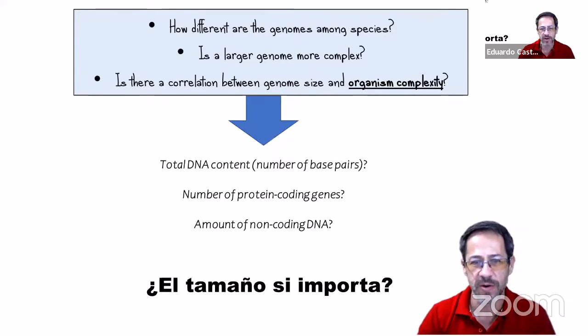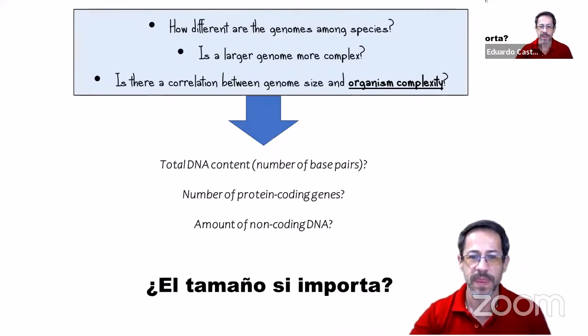And finally, is there a correlation between the genome size and the complexity of organisms? First, we can say that no, because as you could see in one of the slides, there are very small organisms that are not very complex, and they have very large genomes. But I would say that the complexity of an organism is determined by the three aspects that we're seeing here: the total DNA content, so the number of base pairs, but also the number of protein coding genes, but also the amount of non-coding DNA. So I think these three elements together are the ones that contribute to the complexity of the organism.